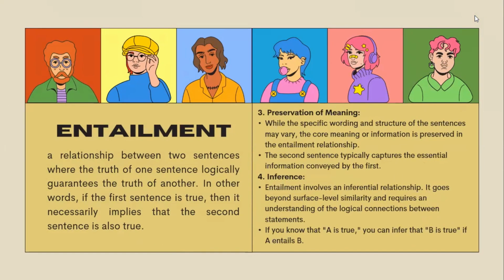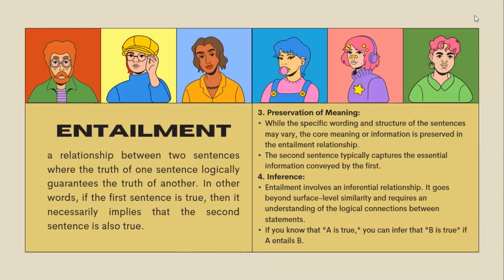And then the third one is preservation of meaning. While the specific wording and structure of the sentences may vary, the core meaning or information is preserved. In the entailment relationship, the second sentence typically captures the essential information conveyed by the first. And the last one is inference. Entailment involves an inferential relationship.